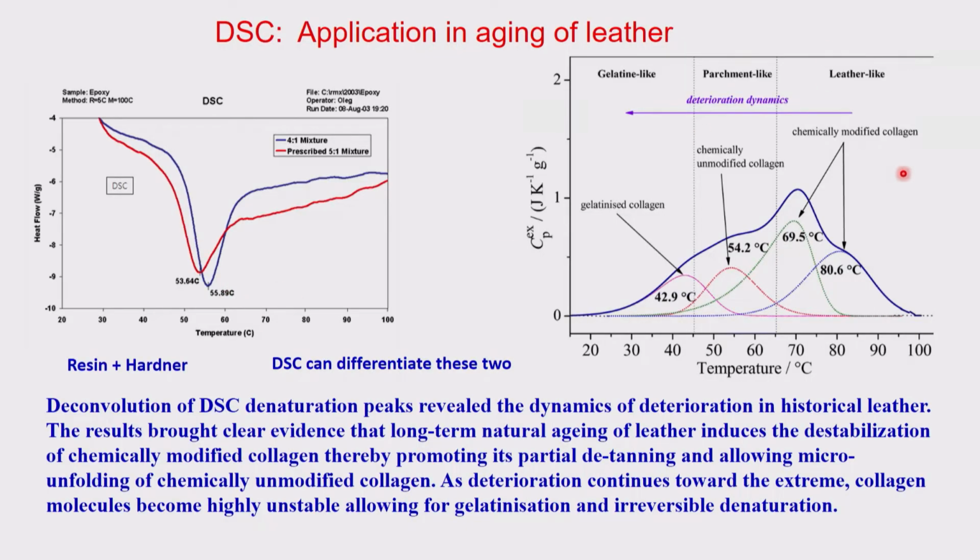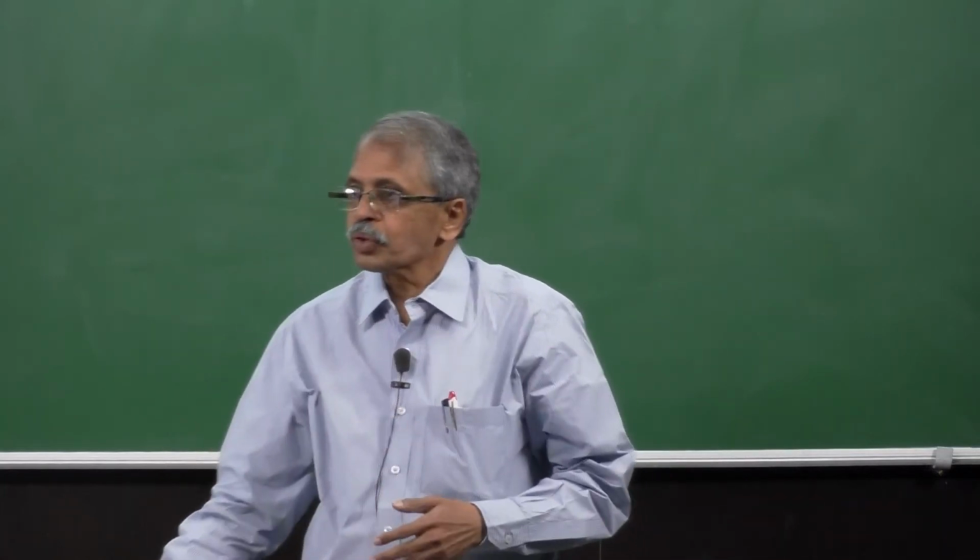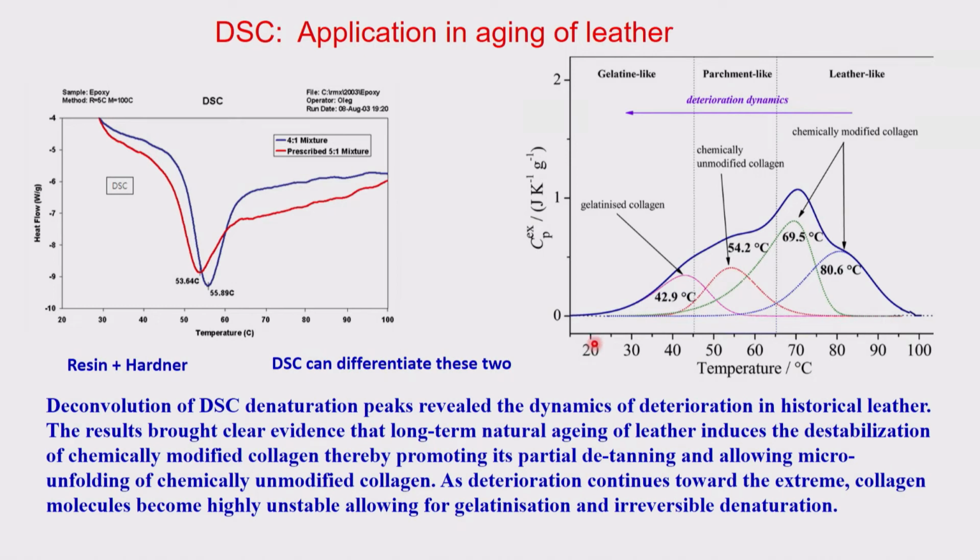You can see here one example of that. You can see the chemically unmodified collagen comes here. If it is chemically modified collagen, it will come over there. It can come even here, at 54 degrees Celsius, 70 degrees, 80 degrees, etc. And then gelatinized collagen, if the collagen is gelatinized. This whole DSC is based on the collagen in your leather. You take a small piece of it and study all this as a function of temperature, from room temperature up to about 100 degrees Celsius. By deconvoluting this area, you can make that out.